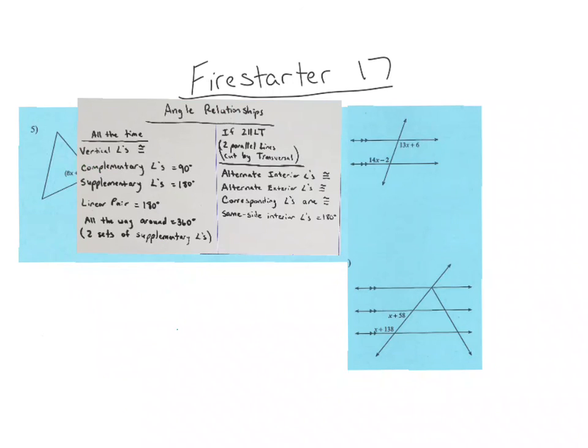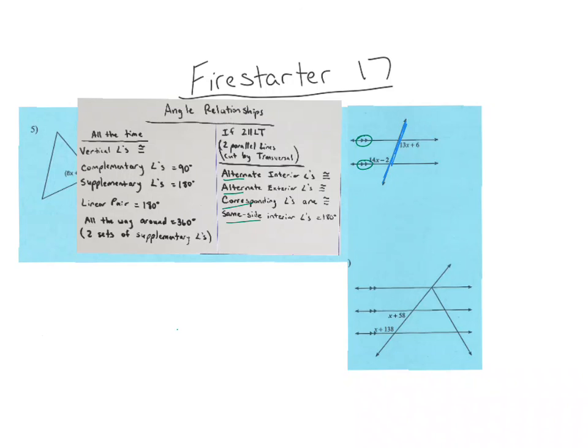All right, next one. I have two parallel lines cut by a transversal. So the two parallel lines, right there and right there, those are the two parallel lines, which means this line right here is the transversal. So remember, the first word, whether it's alternate or corresponding or same side, talks about the relationship to the transversal.